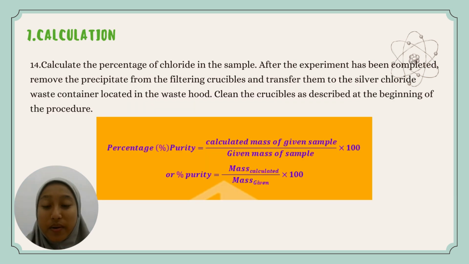Alright, the last part of the gravimetric analysis is the calculation. We use this formula to find the percentage or the purity of the chloride in the sample. Basically, we calculate the percentage of the chloride in the sample, and after the experiment has been completed, remove the precipitate from the filtering crucible and transfer it to the silver chloride waste container located in the waste hood, and then clean the crucible as described at the beginning of the procedure.